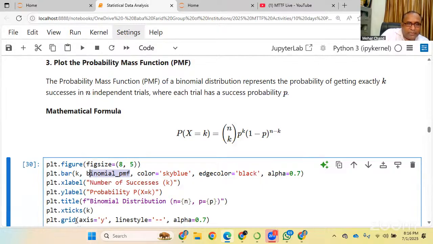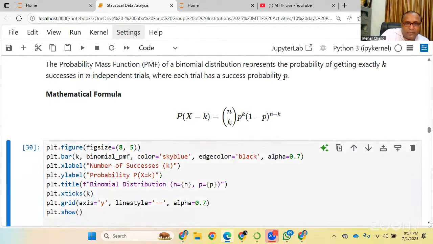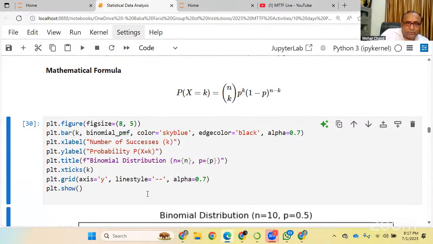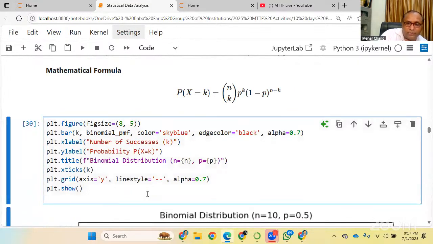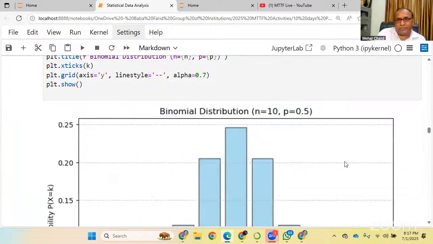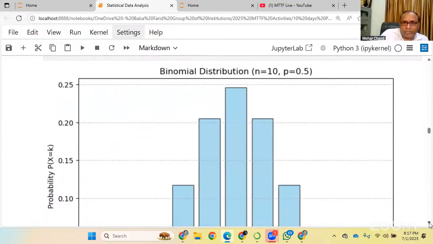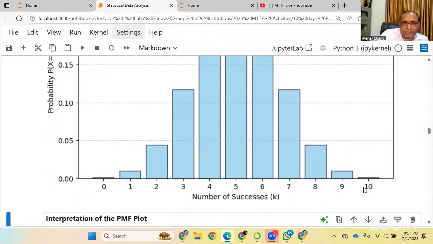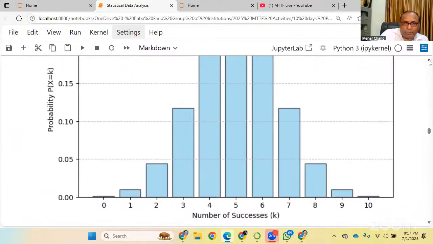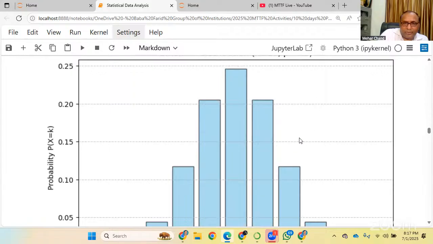Okay, and plt.xticks we are taking k, and grid we assign here, and then plt.show. So when you execute, yes. So here you can see the number of successes and the binomial distribution inside this graph.